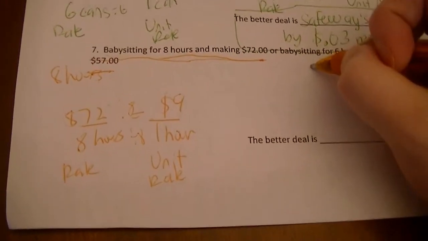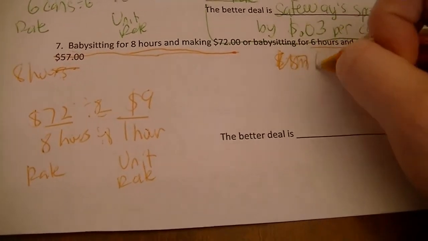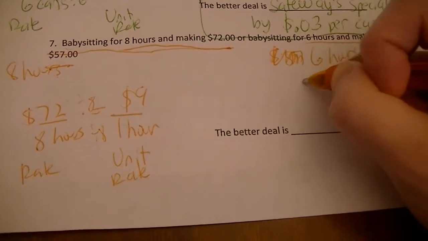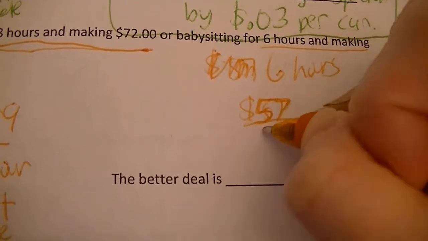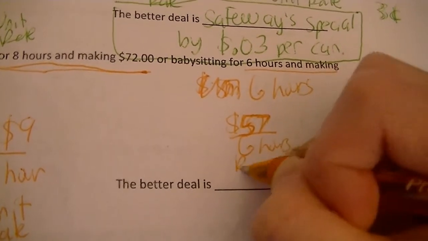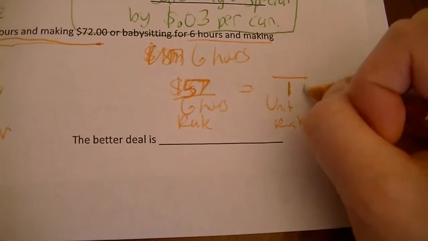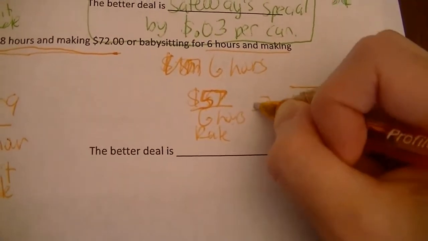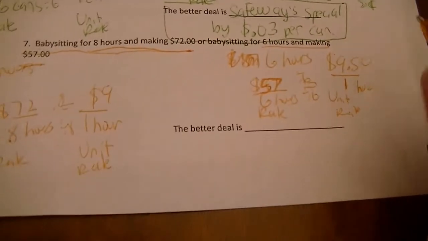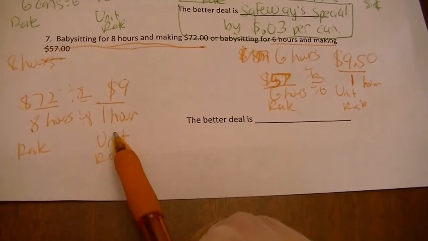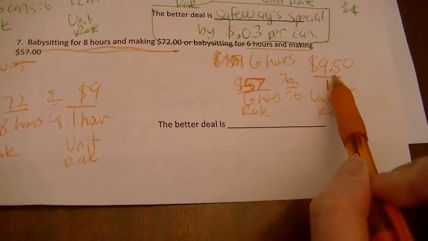And then if you babysat for 6 hours, you'd make $57. That says 57 for 6 hours. That right there is the rate. So to find your unit rate, you want to figure out how much you make for 1 hour. So to get from 6 to 1, you got to divide by 6. 57 divided by 6 is $9.50. Okay, so based on this, for 1 hour working this gig, you get $9 per hour. Working this gig over here, for 1 hour, you get $9.50.